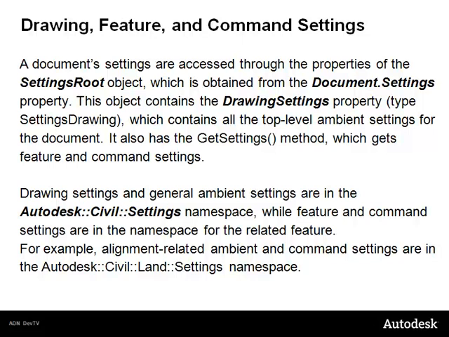Document settings are accessed through the properties of the settings root object, which is obtained from the document.settings property. This object contains the drawing settings property, which contains all the top level ambient settings for the document. It also has the get settings method, which gets feature and command settings. Drawing settings and general ambient settings are in the Autodesk Civil settings namespace, while feature and command settings are in the namespace for the related feature.